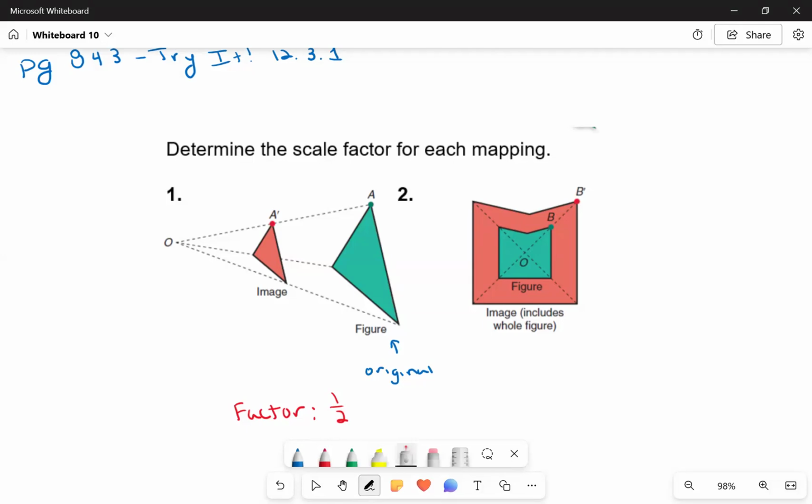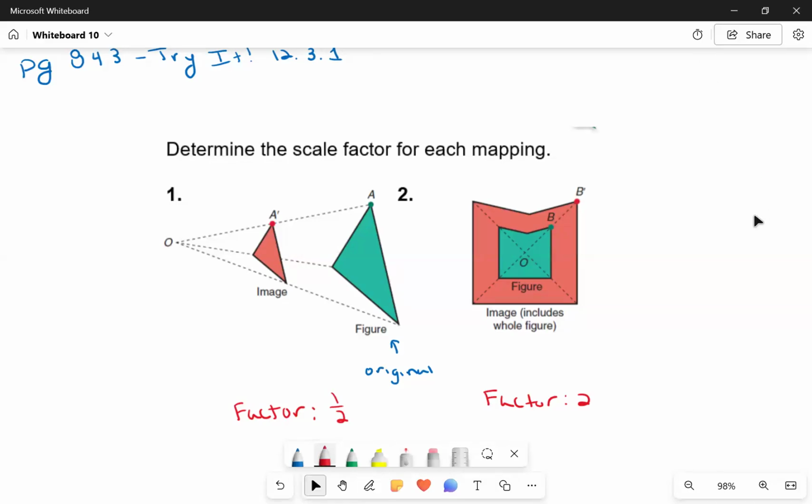I'm looking at the length of this and I'm imagining if I were to line it up down here, it kind of looks like we've doubled it. All right. So I feel pretty comfortable in saying that this one is a factor of 2.